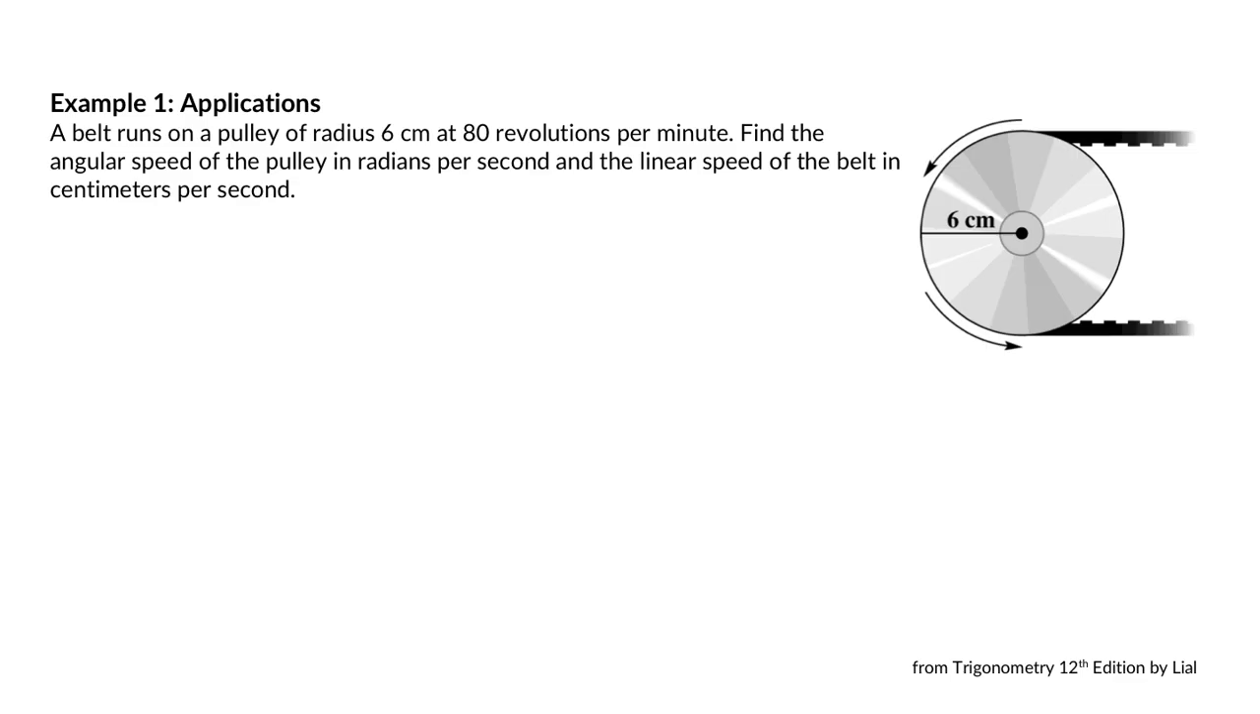Okay, so I see already that I have radius equal to 6 centimeters at 80 revolutions per minute. So I know that I have 80 revolutions per 1 minute. That's not necessarily one of the letters that we have yet. We'll get there. Find the angular speed of the pulley in radians per second and the linear speed of the belt in centimeters per second. So we know that eventually we want to find omega and we want to find v. Here's some things we know.